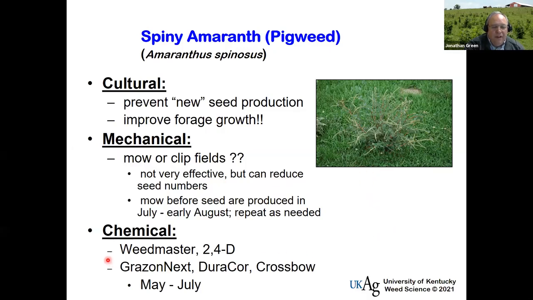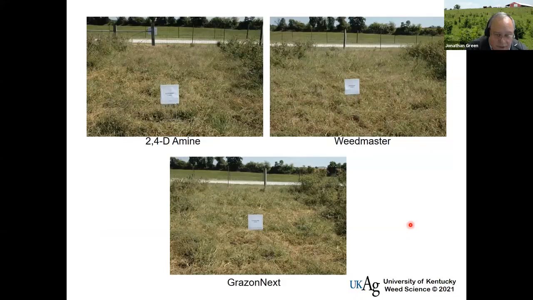Herbicide wise, we can choose pretty much any of those herbicides and be effective, but we need to be doing it again back in May, June, early July, when this plant's in its vegetative growth stage to be most effective. I did a little demo a few years ago. Here's 2,4-D, WeedMaster, GrazonNext.